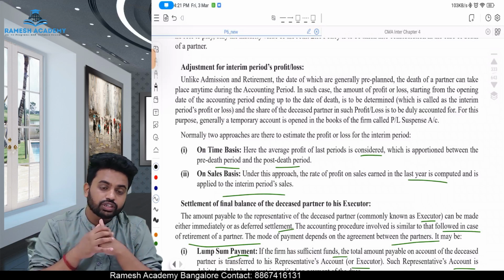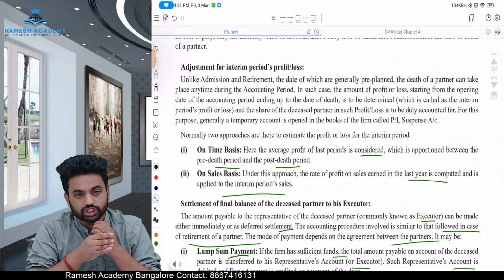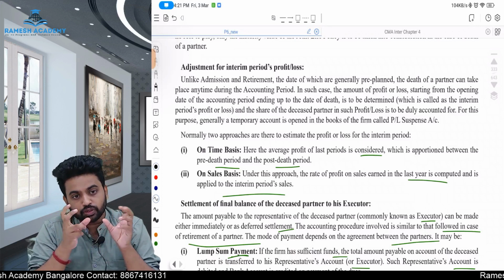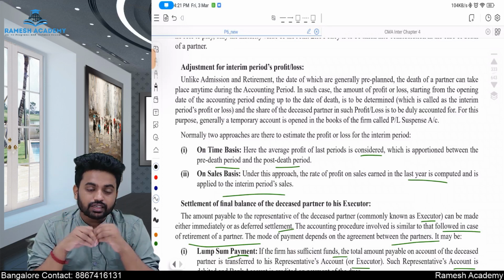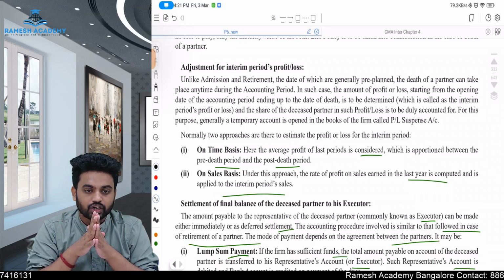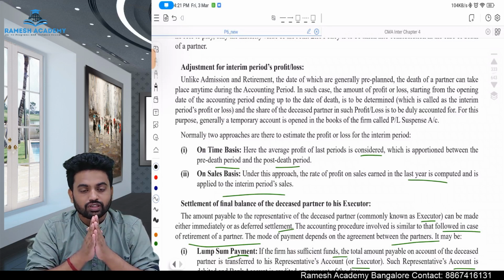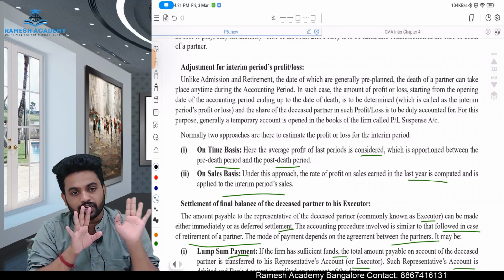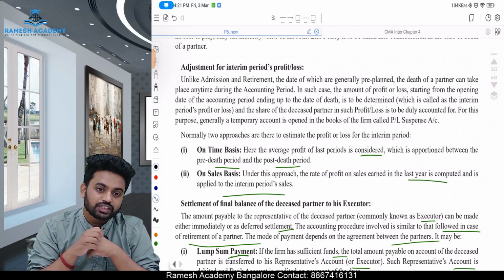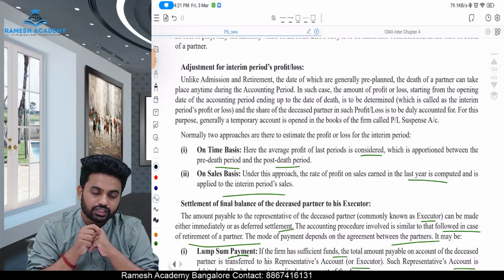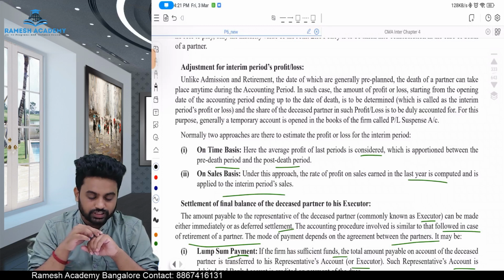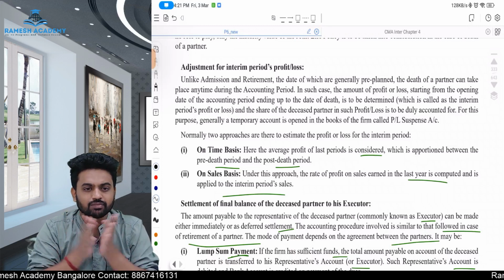So if it's a profit, we have to give a portion to the deceased partner, because he worked till then. So we'll find out his portion of profit. As per the conservatism concept, we cannot expect a profit, right? So what we will do is keep it in a temporary account called P&L suspense account. If it's a profit, P&L suspense account debit to deceased partner's capital account. Settlements are simple.